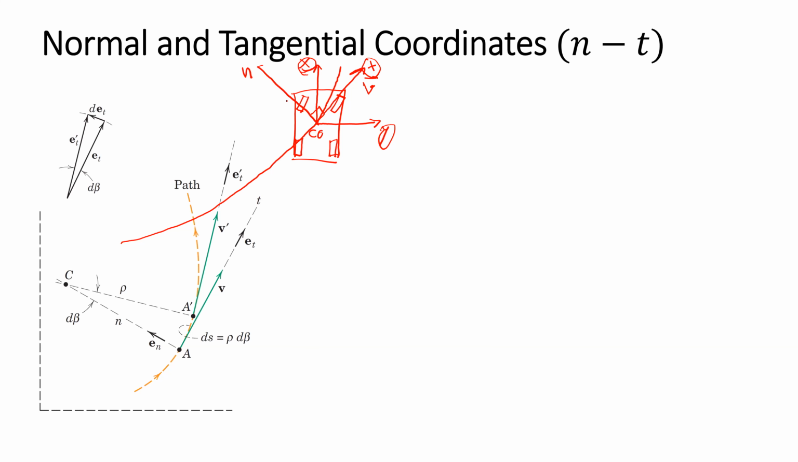So what does it mean? The velocity vector only has a component in the t direction.